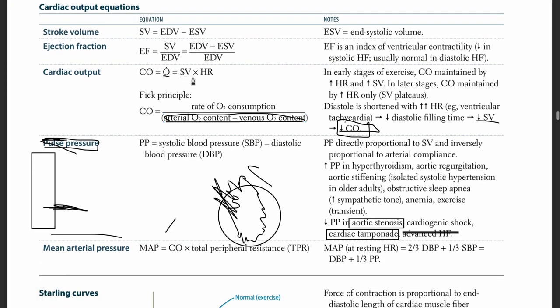Another way is stroke volume and heart rate. Q is the flow, I think.